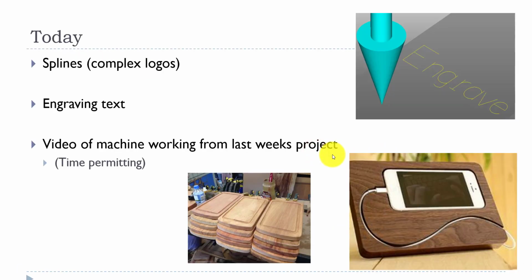And today we're going to work on a few things. We'll begin by working on some splines and some complex logos. We're going to import some files from the likes of AutoCAD and see how we can engrave them. And we'll also continue our exploration of engraving by engraving some text. And time permitting, we might run through the video of us processing the project from last week, this phone stand, on the CNC itself. Now, if we get time for that, we'll do it. If not, we'll kick it to next week.